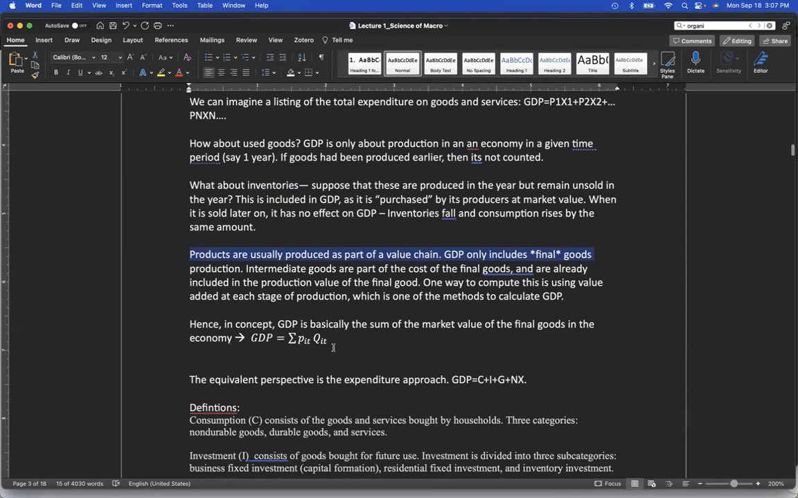So in concept, GDP is basically the sum of the market value of the final goods of the economy. So you can imagine this summation, but now you have to think of Q specifically as final goods and services. Final goods and services. Or you can think of the summation here in terms of value added, or the summation of value added.